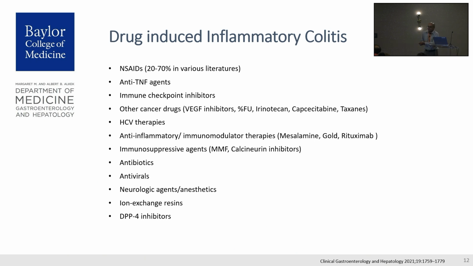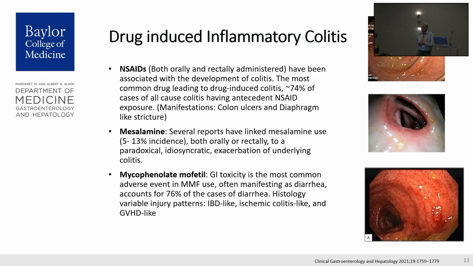Among that, there are three things I want to touch base on. One is NSAIDs: at least 70% of the patients with inflammatory colitis from a drug have it related to NSAIDs. The common manifestations are aphthous ulcers in the TI and the right colon, and a peculiar diaphragm-like structure in the right colon. Mesalamine: in 5 to 13% of patients, once you start UC patients on mesalamine, they paradoxically get worse. So that is again drug-induced inflammatory colitis. It is an idiosyncratic reaction and an exacerbation of the existing inflammation.